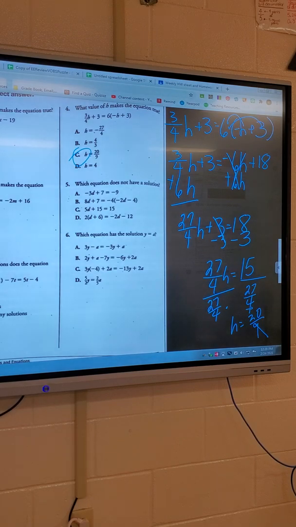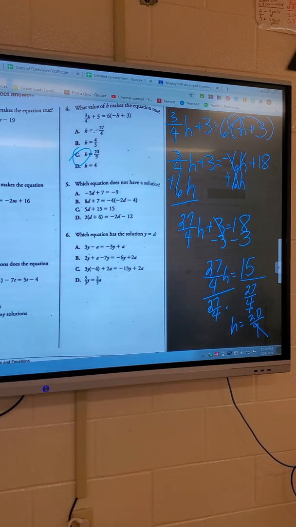What was the answer to number 2 from yesterday? 2 is C. Any questions about those? It still gave me the right answer. But you still had to go back and change it to a fraction. Well, at some point you're going to have to.